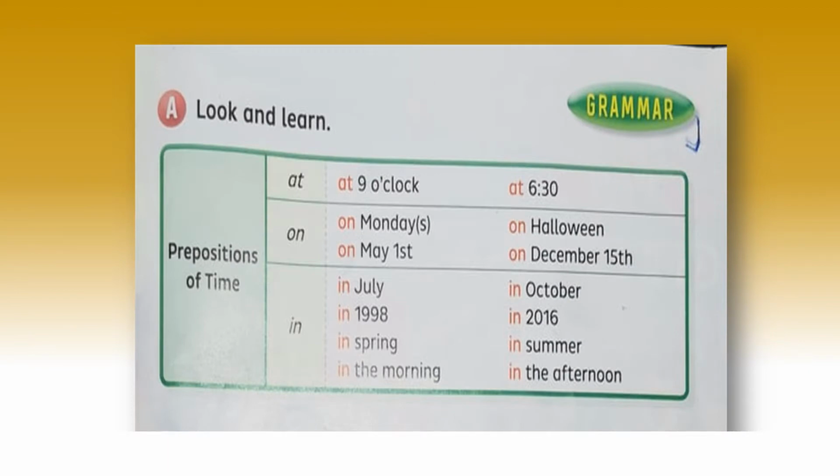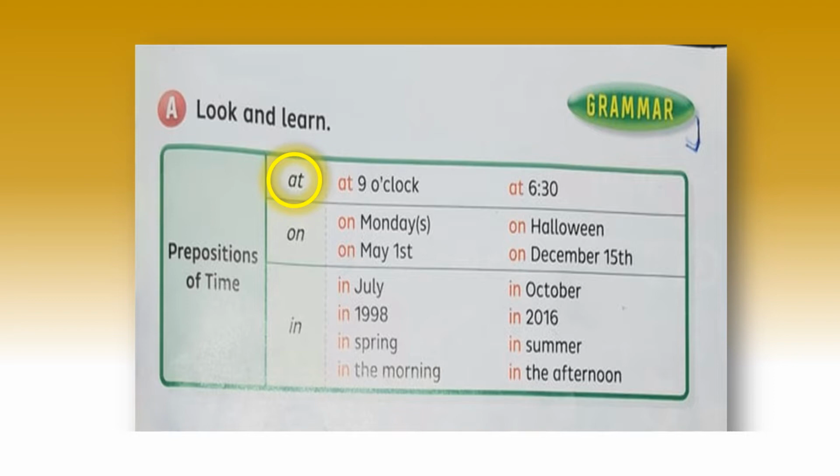Let's start with part A, look and learn. So we have looked at the 3 prepositions of time a lot already, so I hope that you understand when we have to use at, on and in. But let's look again. This is page number 81 in your student book. So here's number 1, at. So let's look at the examples. It says at 9 o'clock, at 6:30.